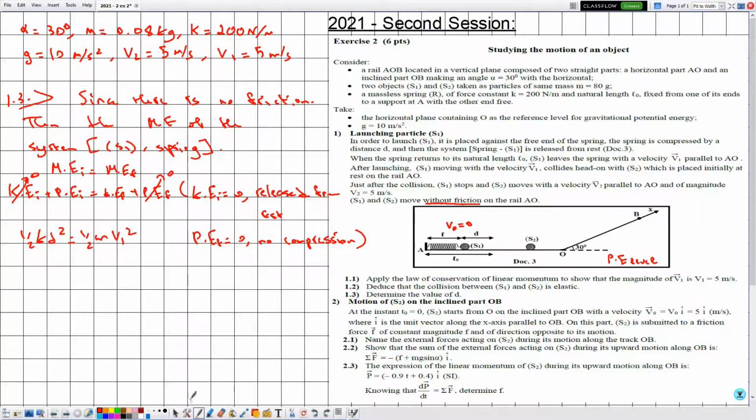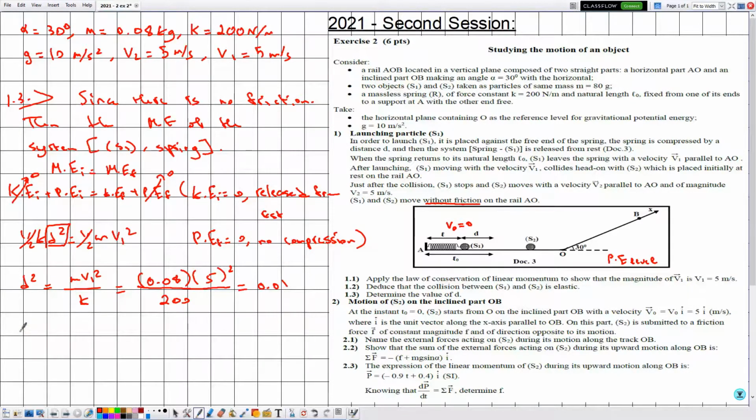So what's the type of this equation? This is a quadratic in d. Now if we rearrange for d squared, this is given by m v1 squared divided by k. The value of m is given by 0.08 multiplied by 5 to the power 2, divided by the value of k. The value of k is given by 200. Now plugging this on the calculator, the value of d squared is given by 0.01.